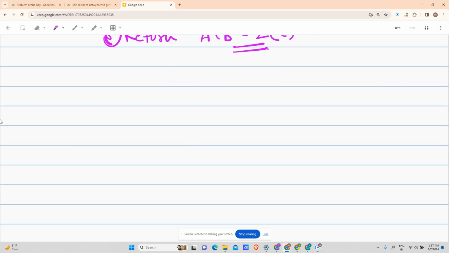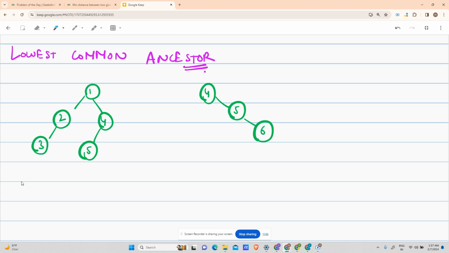Now I will be explaining the lowest common ancestor. So guys, if I ask you the lowest common ancestor of 3 and 5 here, what is the lowest common ancestor? You can see the 3 and 5 meet at 1, right? So if I ask the steps to reach 3 through root, it will be 3 coming from 2, coming from 1, right? And for 5, it will be 5 coming from 4, coming from 1, right?